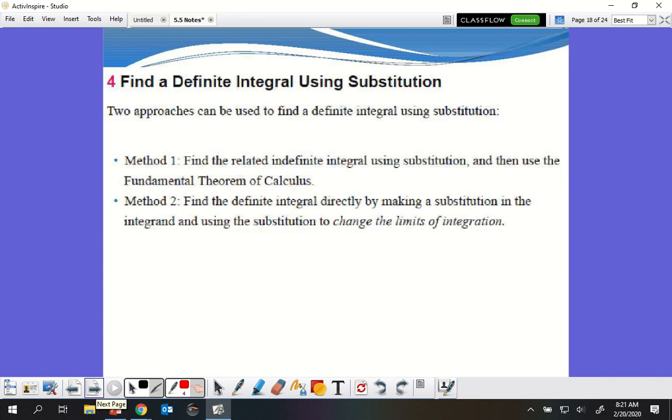Find a definite integral using substitution. Find two approaches. Method 1: find the related indefinite integral using substitution, then use the fundamental theorem of calculus. Top minus bottom, right? Method 2: find the definite integral by directly making the substitution into the integrand and using substitution to change the limits of the integrand.